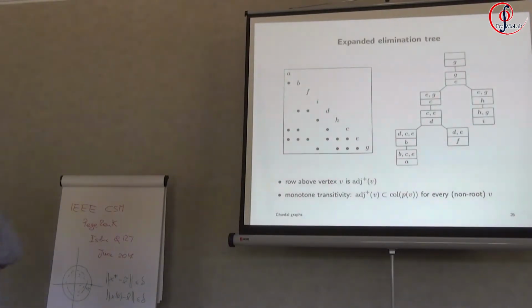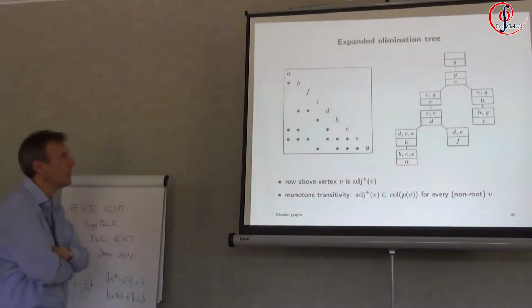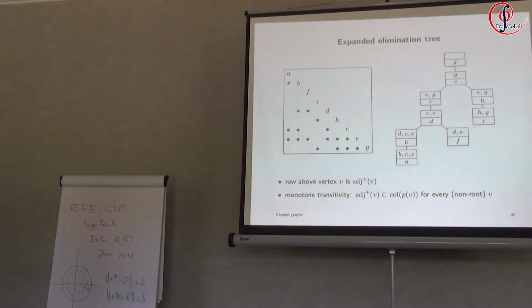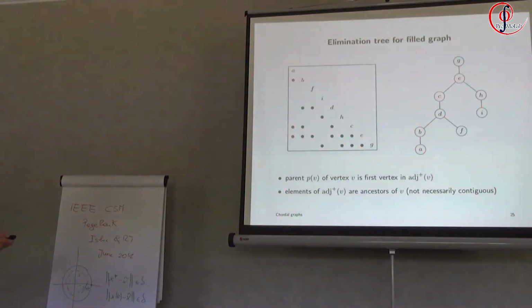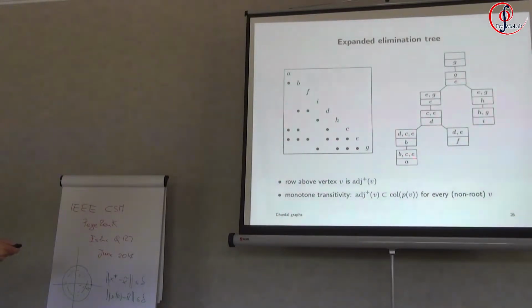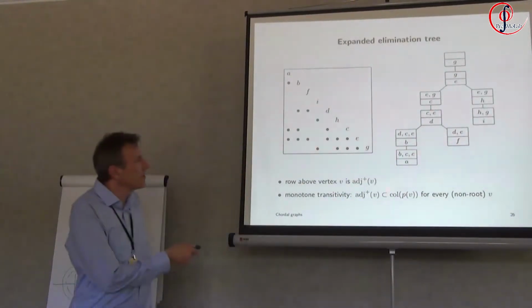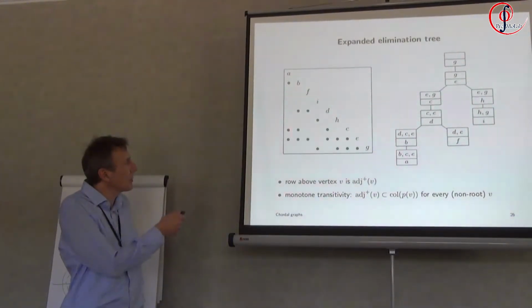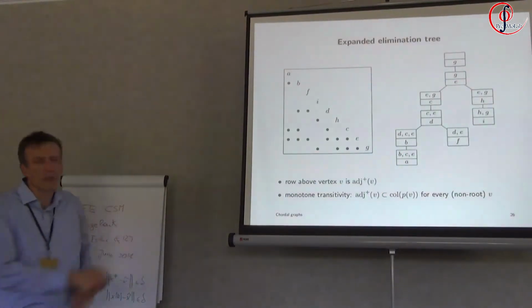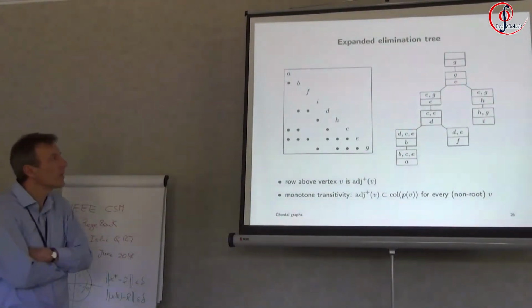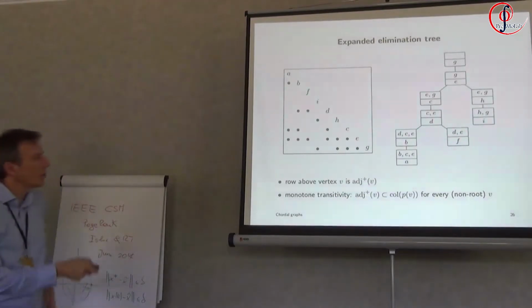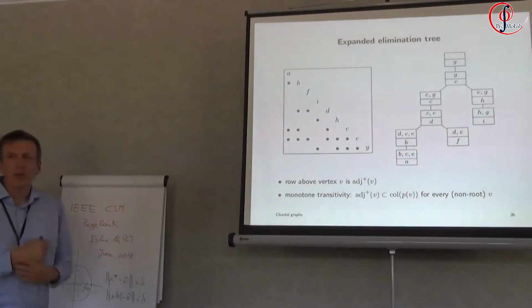Another way of thinking about this elimination tree is as follows. You can take this elimination tree and also add all the elements in this monotone neighborhood to it. Each box here corresponds to one element, so each one is a vertex in the elimination tree. We added the elements in the higher neighborhood as an extra row in this elimination tree. So the row above the vertex is just its higher neighborhood.